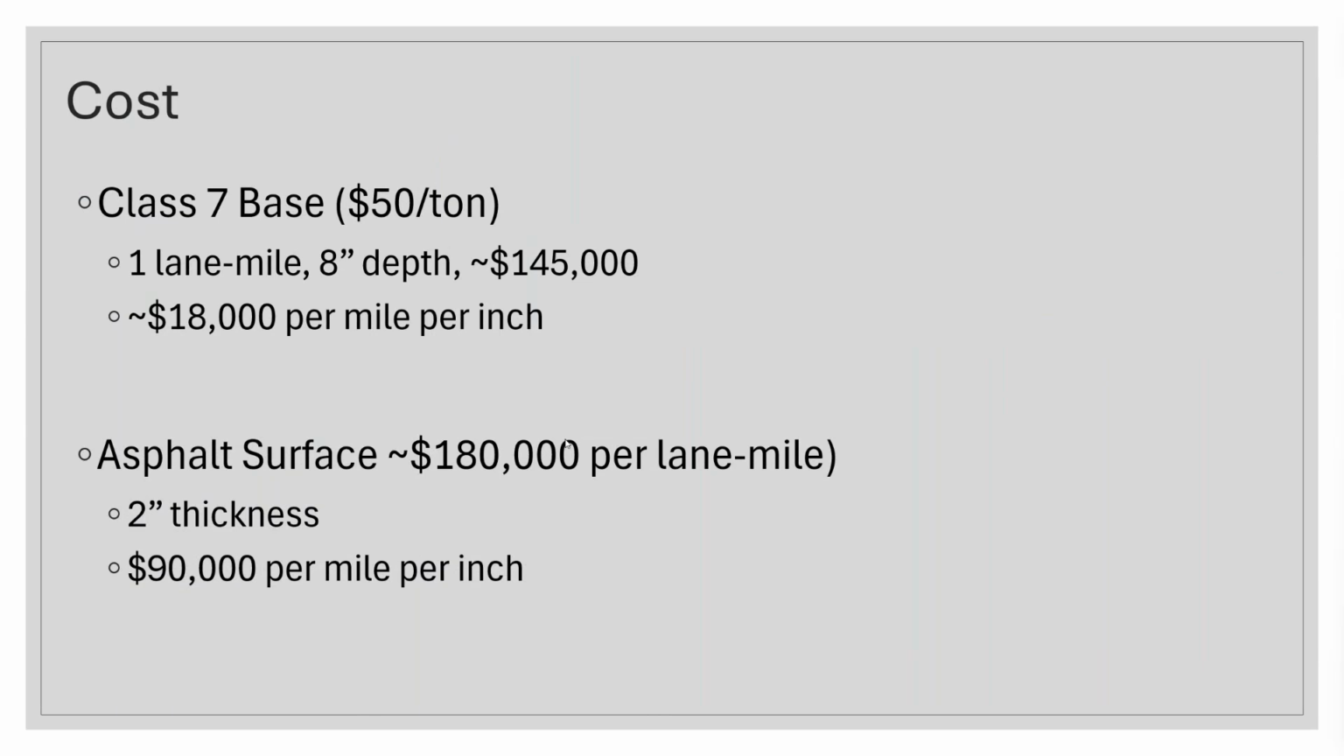So if you do 1 lane mile at 8 inches of depth, that's about $145,000 or $18,000 per mile per inch of base. Asphalt surface, and these are ballpark numbers for given situations. Obviously, there's a wide range of numbers we could throw in here, but about $180,000 per lane mile for asphalt surface that's 2 inches thick. So you could say $90,000 per mile per inch, or lane mile per inch.